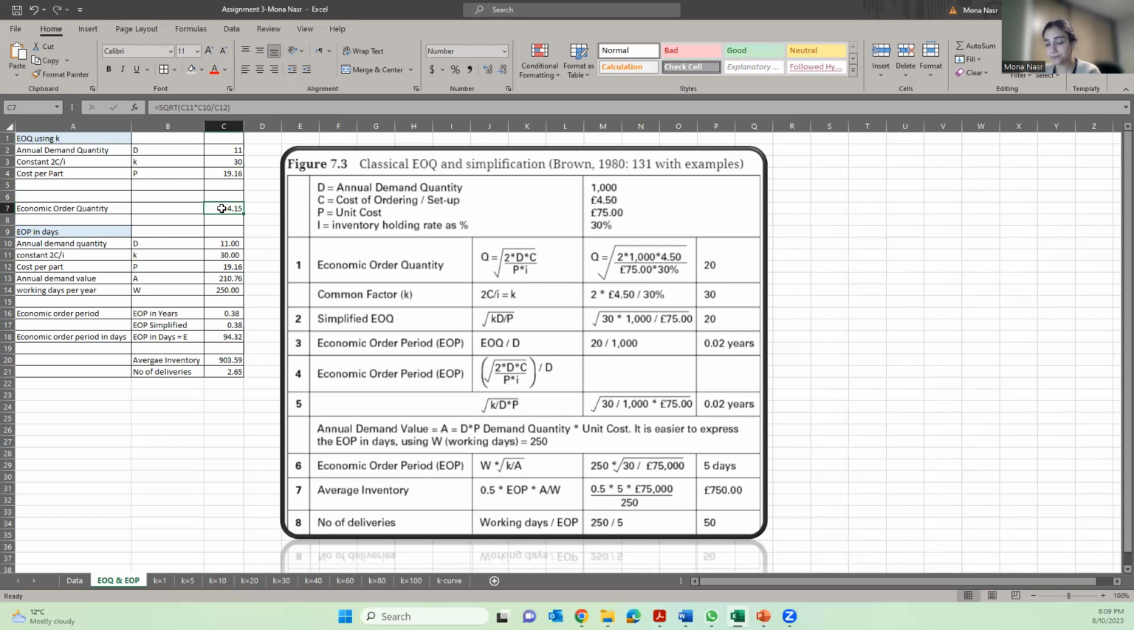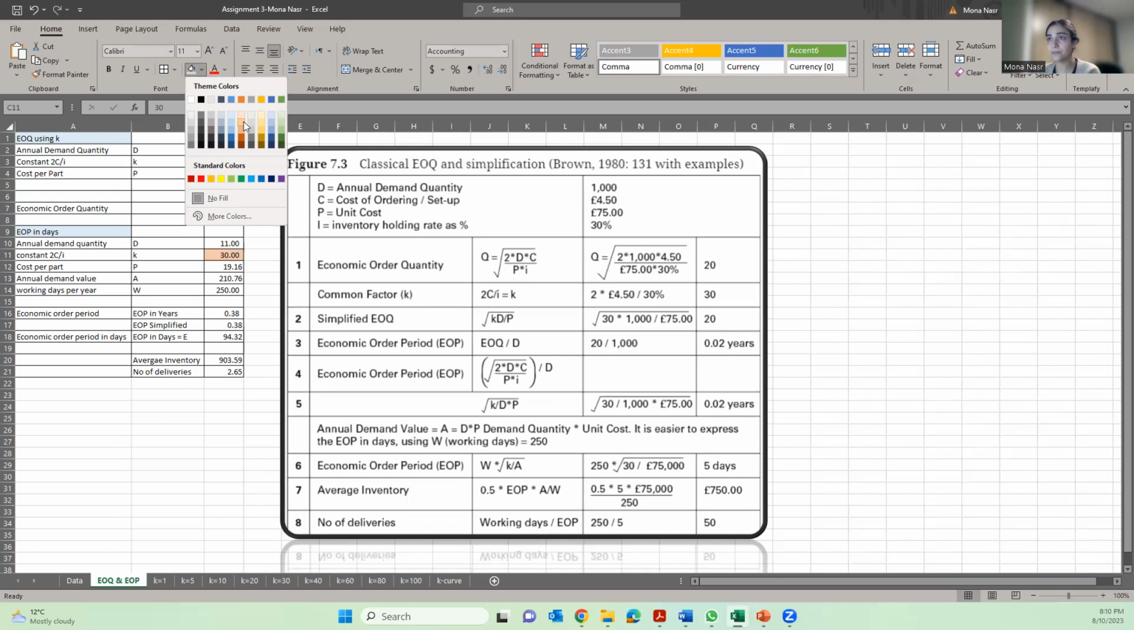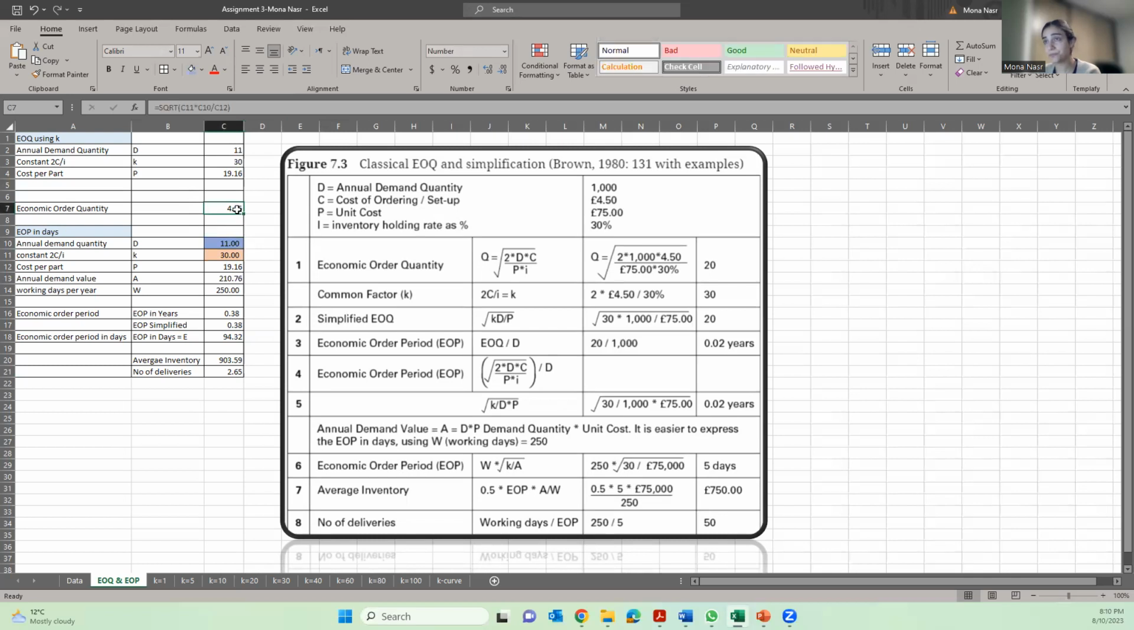And here, K is 30, as you can see. Here is K times annual demand, which is going to be 4.0, and divided by cost per part. So it's going to be 4.15 here.